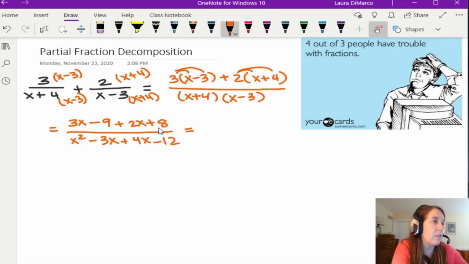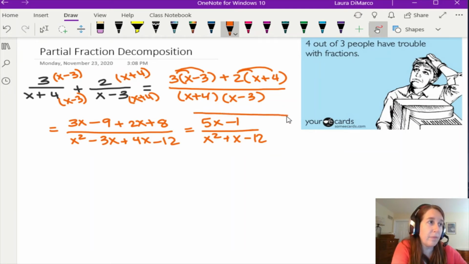All right, so then on the numerator, it looks like we have 3x plus 2x being 5x. Negative 9 plus 8 is minus 1. The denominator is x squared plus x minus 12. And notice that there's nothing else we can do here to simplify. We're going to leave it like that as our answer.